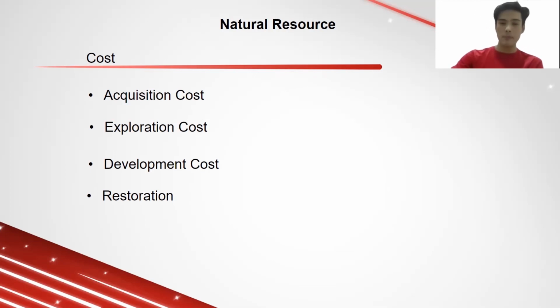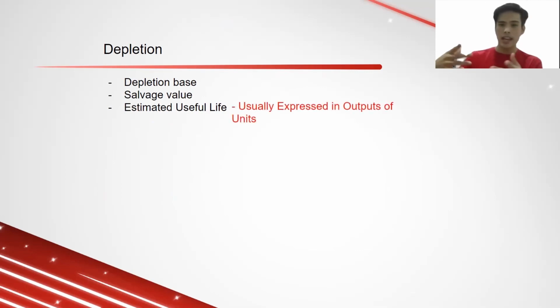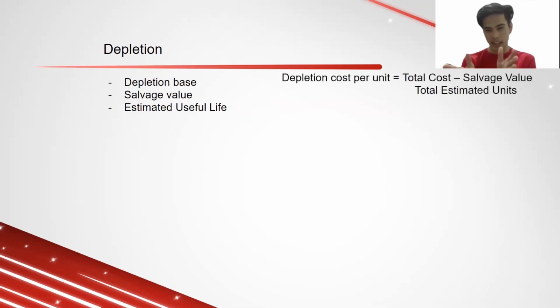Now, like PPE, natural resource has its own depreciation in the form of depletion. Like depreciation, you only have to look out for 3 factors, which are the depletion base, salvage value, and the estimated useful life. Usually, estimated useful life is expressed in outputs, unlike depreciation, where it's expressed in outputs, hours, and years. Now, depletion has 2 formulas, which are the depletion cost per unit, derived by total cost minus salvage value divided by total estimated units, and the depletion expense, which is the depletion cost per unit multiplied by the actual units extracted.